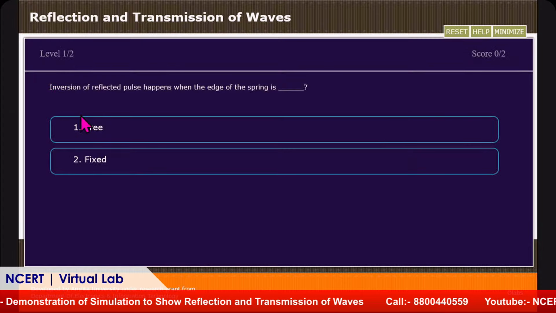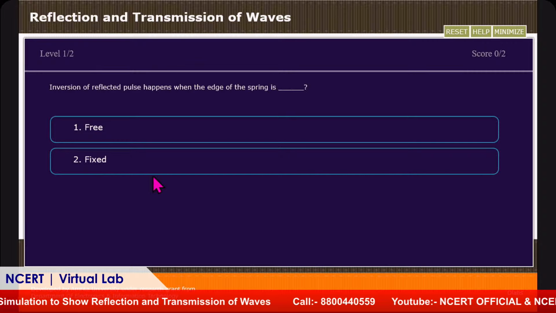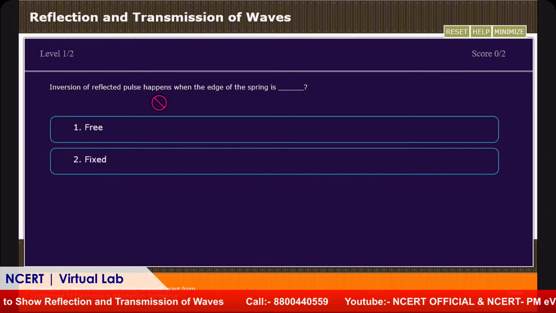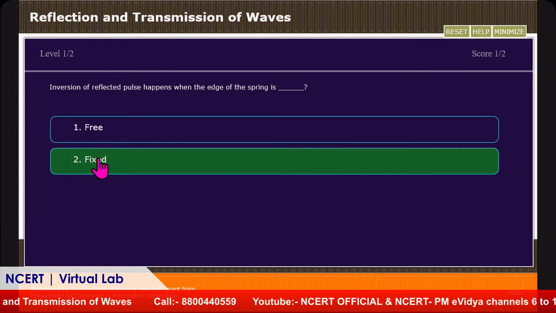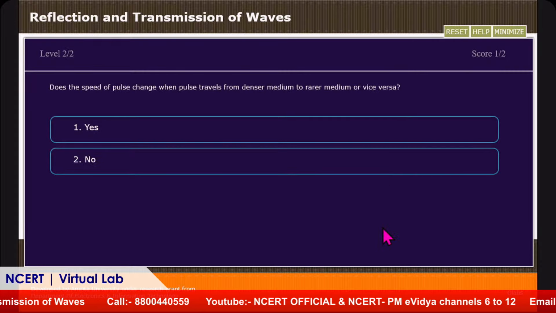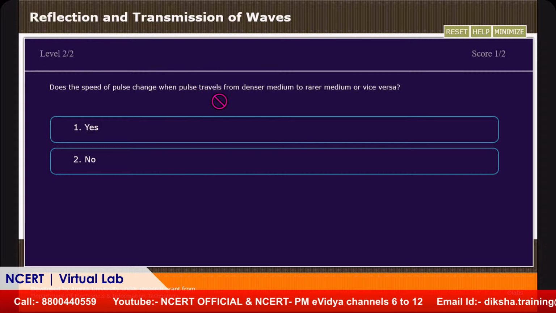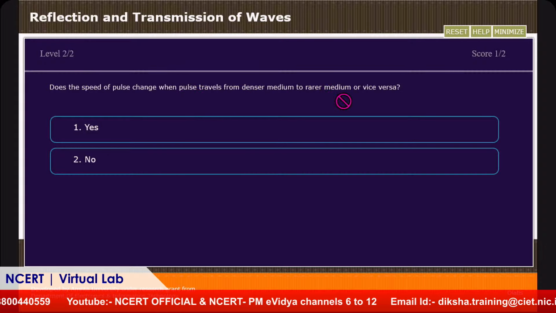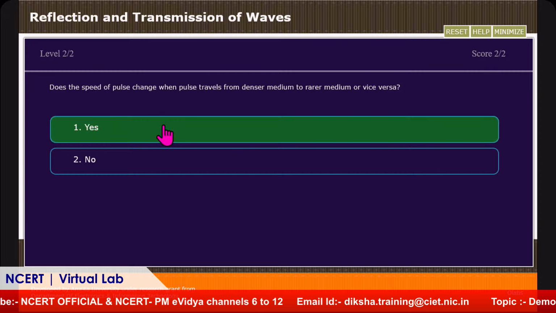In the same way, students can also check whether they understood this concept or not: that inversion of the reflected pulse happens when the edge of the spring is fixed. When it is fixed, only then does the reflection take place. Second question: does the speed of the pulse change when the pulse travels from a denser medium to a rarer medium or vice versa? Yes, because the medium gets changed, so obviously the speed will change.